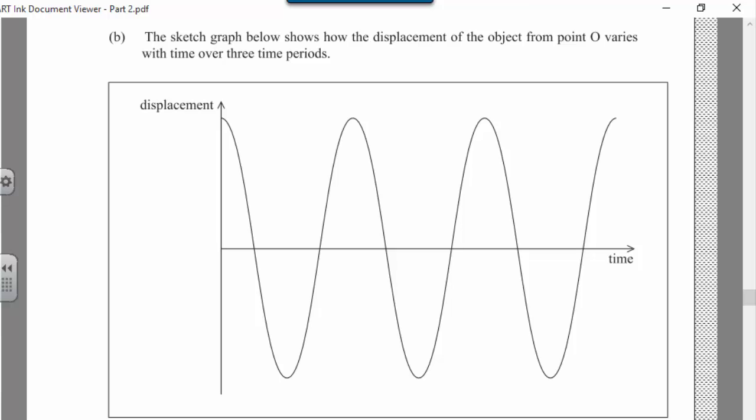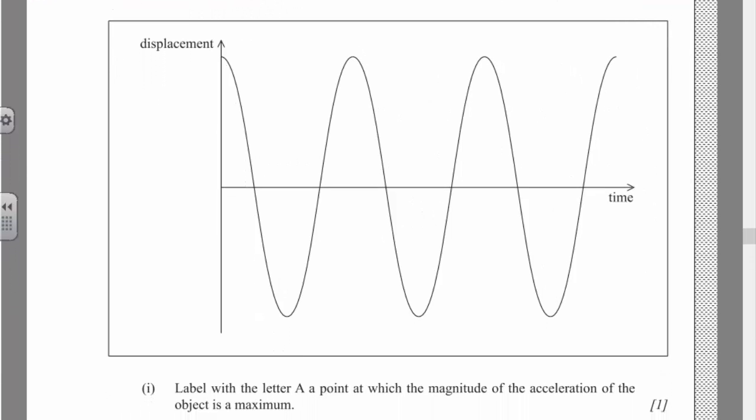Okay, next question. The sketch shows how the displacement of the object from point O varies with time over 3 time periods. Label with the letter A a point at which the magnitude of the acceleration of the object is a maximum. I'm going to predict that the answers will say any of the peaks or troughs, but I'm going to choose a trough just in case, because at the trough the displacement is maximum and negative. That means the acceleration is going to be maximum and positive. And technically a positive number is bigger than a negative number, so this will be the maximum acceleration.